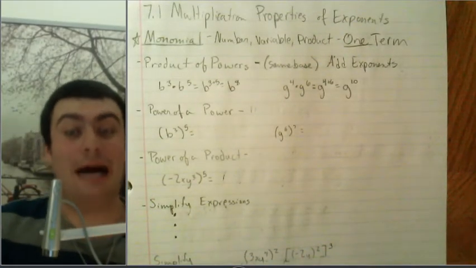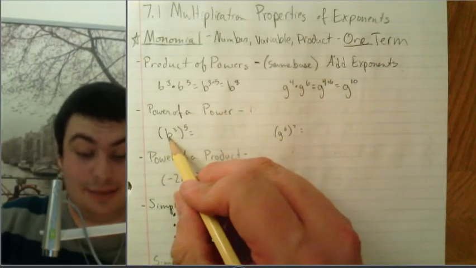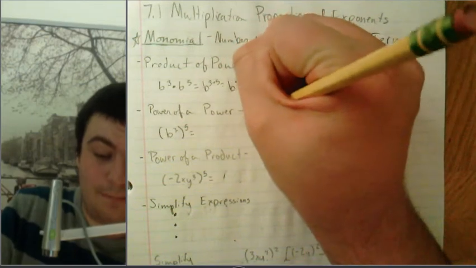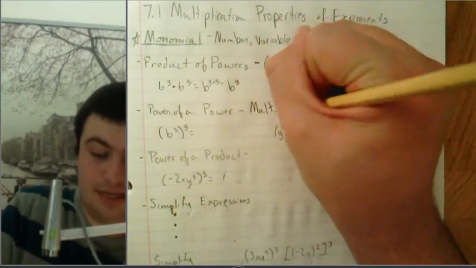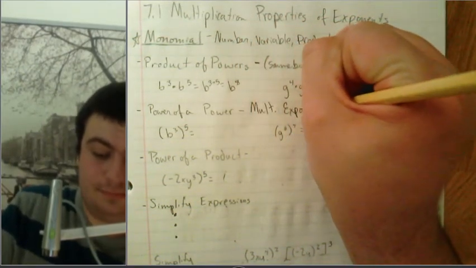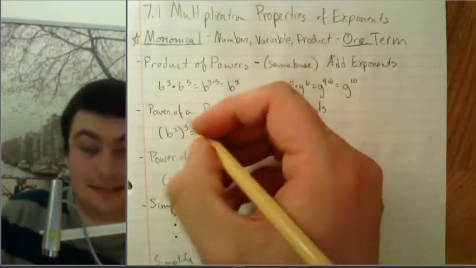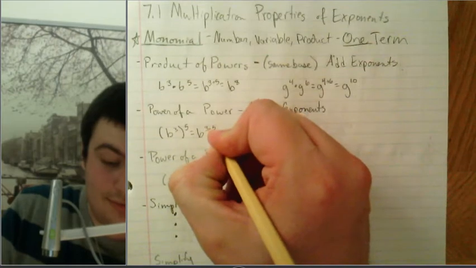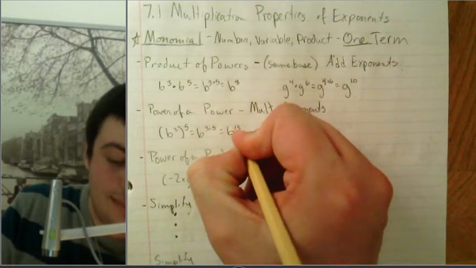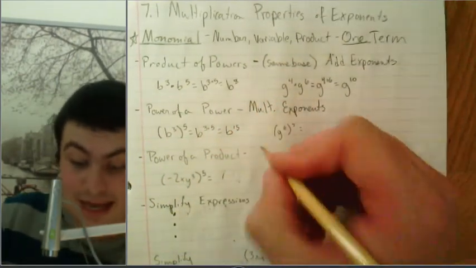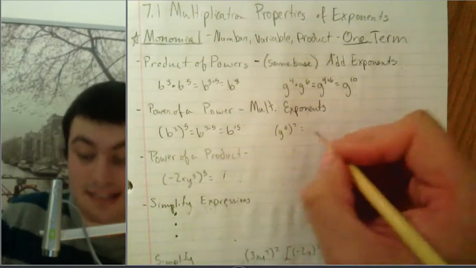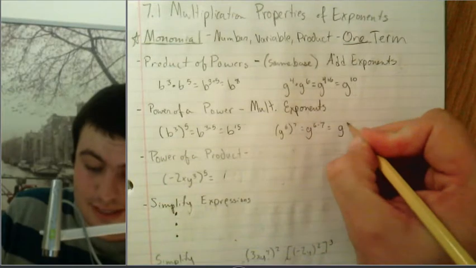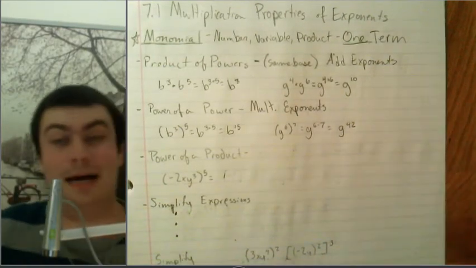Now, if we have the power of a power, like b cubed to the 5th power, at this point we're going to multiply the exponents together. So b to the 3rd to the 5th is like having b to the 3 times 5, also known as b to the 15th power. Having g to the 6th to the 7th is like having g to the 6 times 7, also known as g to the 42nd power.